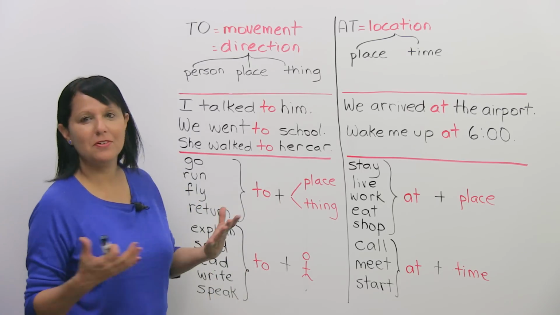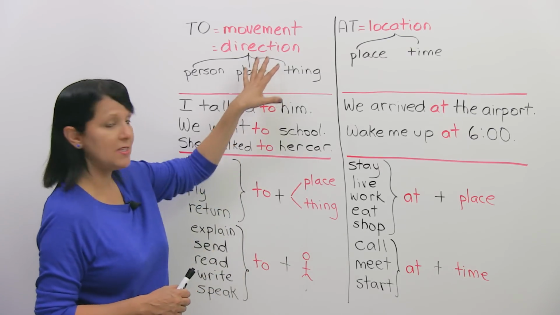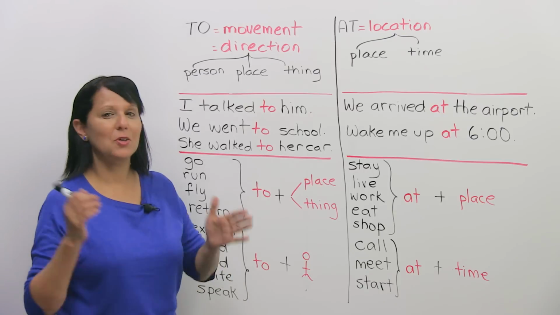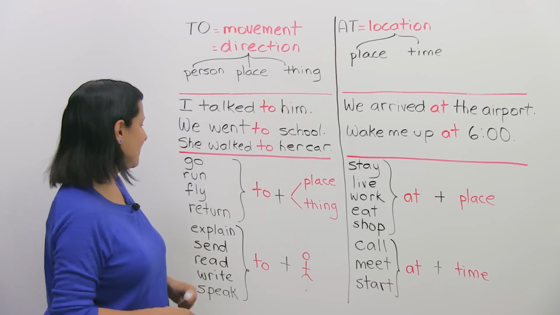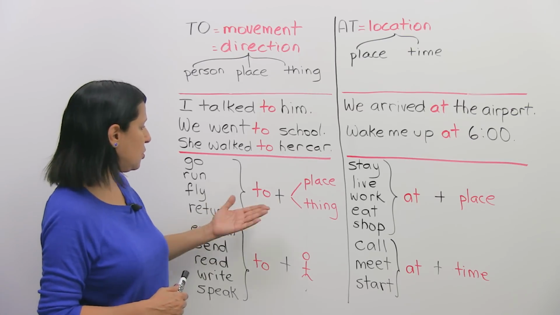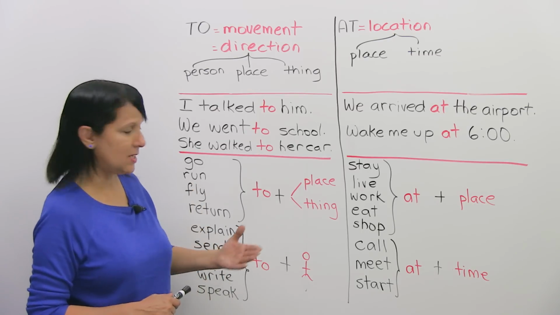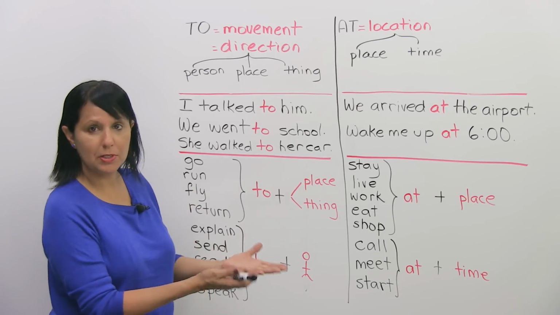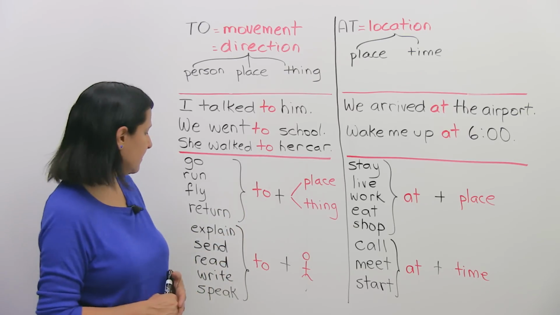Here are some other common verbs. There are lots and lots of verbs that we can use with this preposition to, which implies movement. These are some examples. You go to someplace. You go to school. You go to the university. You go to work. You run to something. You fly to London. You return to somewhere, okay?